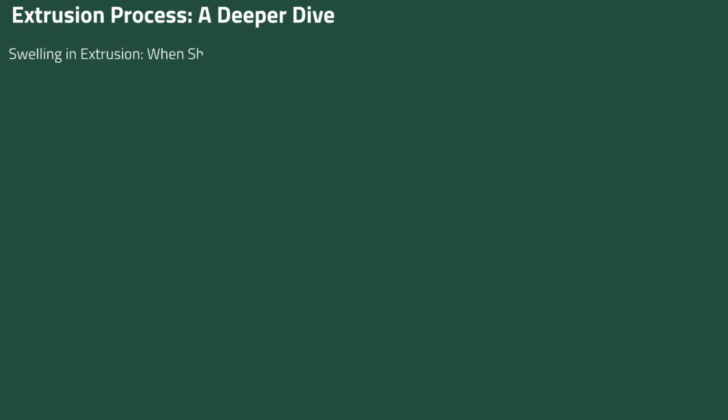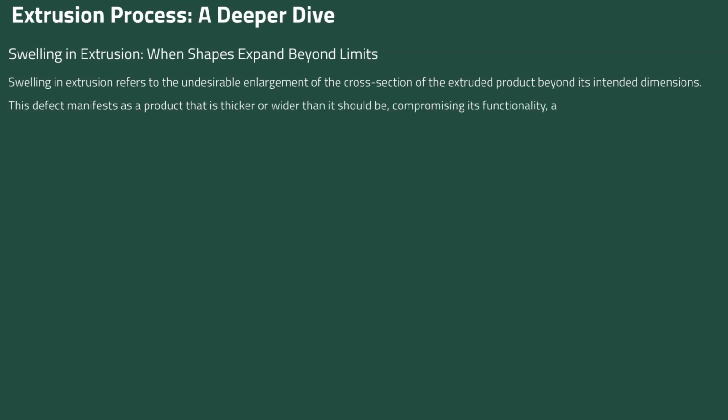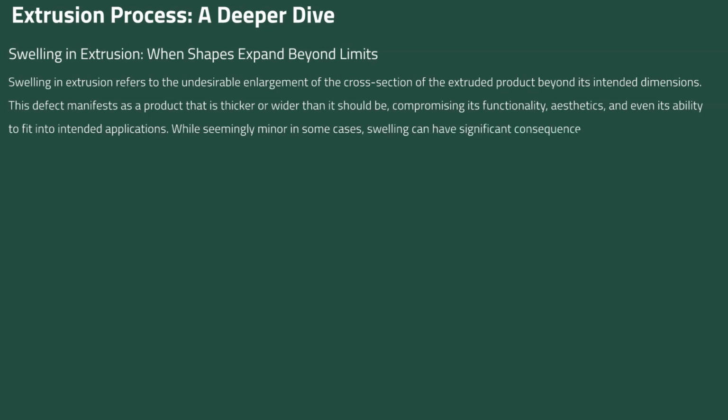Swelling in extrusion. When shapes expand beyond limits. Swelling in extrusion refers to the undesirable enlargement of the cross-section of the extruded product beyond its intended dimensions. This defect manifests as a product that is thicker or wider than it should be, compromising its functionality, aesthetics, and even its ability to fit into intended applications. While seemingly minor in some cases, swelling can have significant consequences for the manufacturing process and the final product.